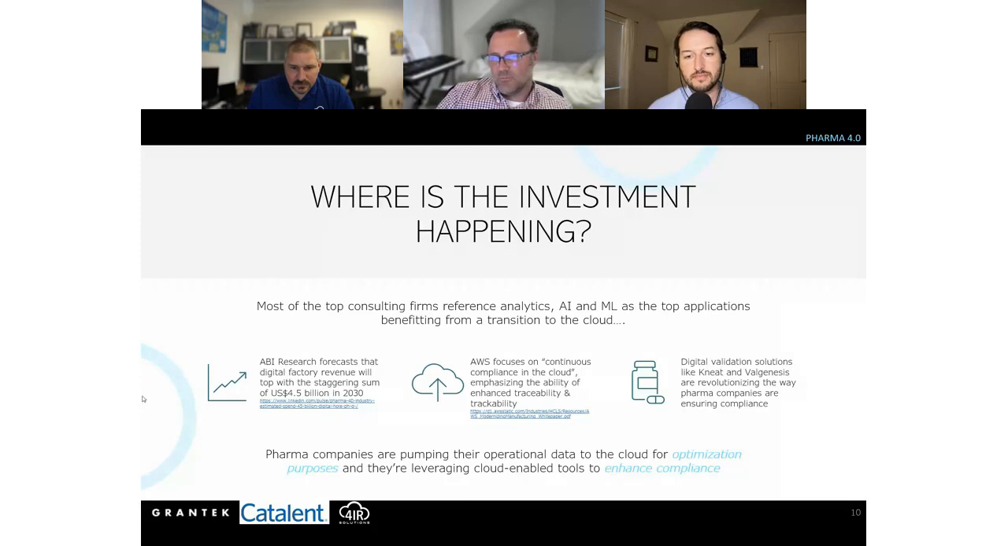AWS, one of the big 3 CSPs out there, focuses on the concept of continuous compliance in the cloud, and they're emphasizing the ability of the cloud to enable enhanced trackability and traceability. Many companies are jumping onto the AWS platform, but Merck and Moderna are referenced in an article that AWS put out. Merck is leveraging CloudTrail to log all changes to their systems, and AWS Config to show auditors changes in infrastructure, and Moderna is implementing GxP workloads using SAP on their AWS cloud.